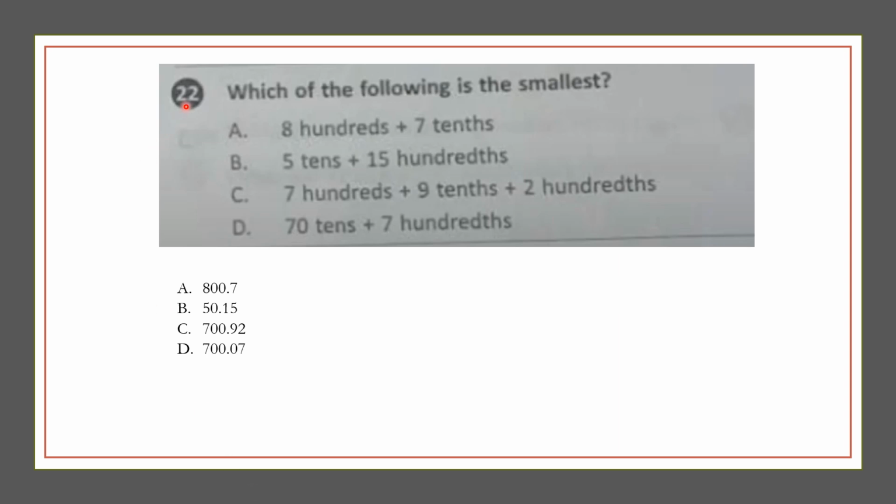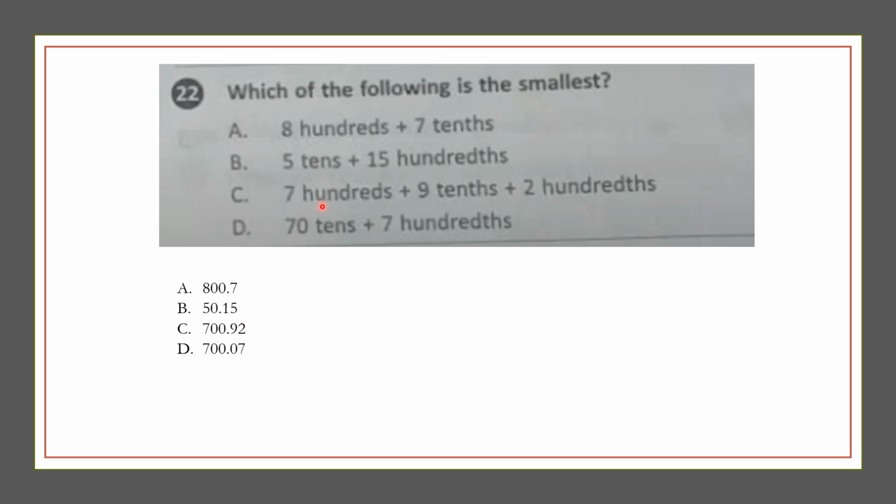Question number 22. Which of the following is the smallest? So let's see the options one by one. A. 800 and 7 tenths. So 800 plus 7 divided by 10, which is 0.7. So it will be 800.7. Now B. 50 and 15 hundredths. So 15 divided by 100, which is 0.15. So it will be 50.15.